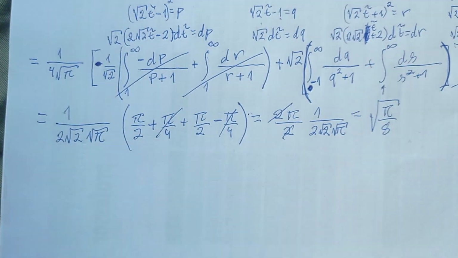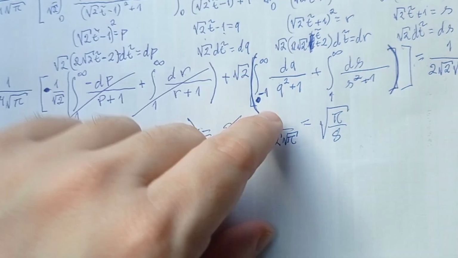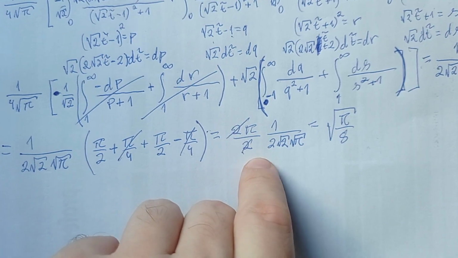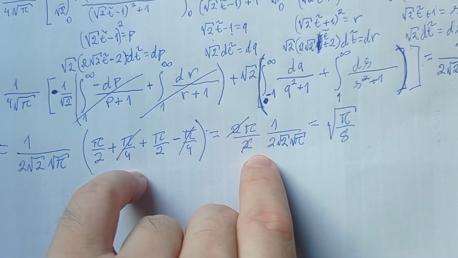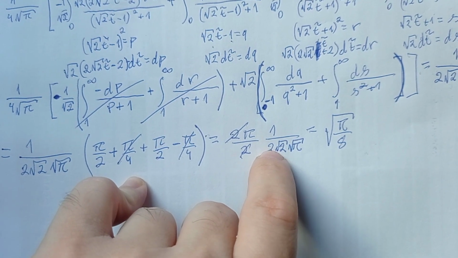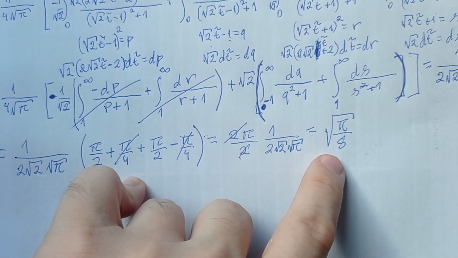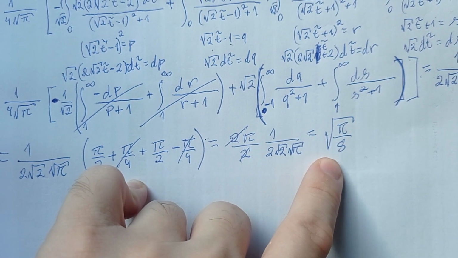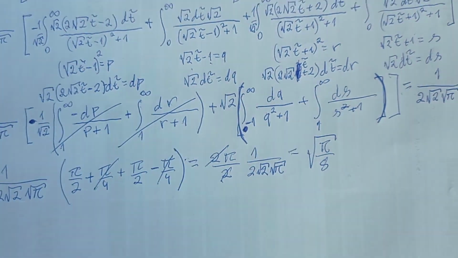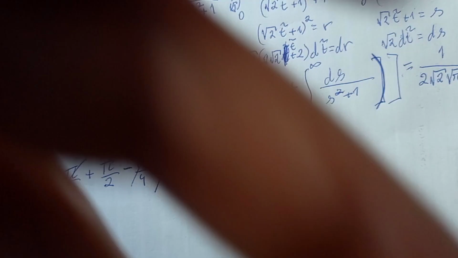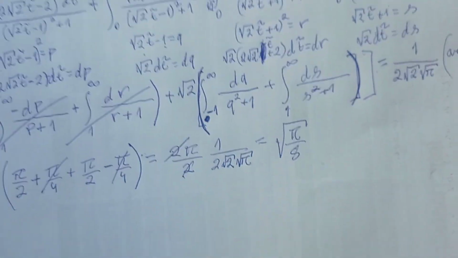So that we are finally arriving at the answer, which is 2 pi divided by 2 of this, divided by 2 square root of 2 square root of pi, which is going to give us the result that we already arrived at, square root of pi divided by 8. Yes, this was very complicated.